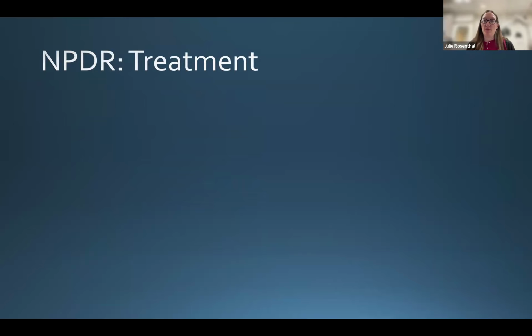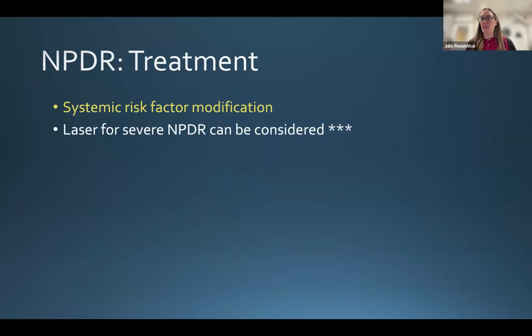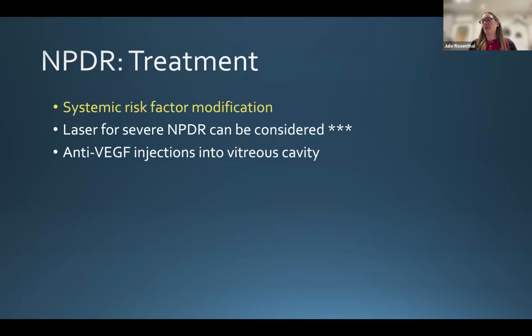So what do we do for these people who have non-proliferative diabetic retinopathy? Well, pretty much we don't really provide any treatment. You know, it's all about the systemic risk factor modification, getting that A1C down, getting their lipids down, stopping smoking, making sure that the blood pressure is well controlled. Sometimes we'll do laser, but that's pretty uncommon.